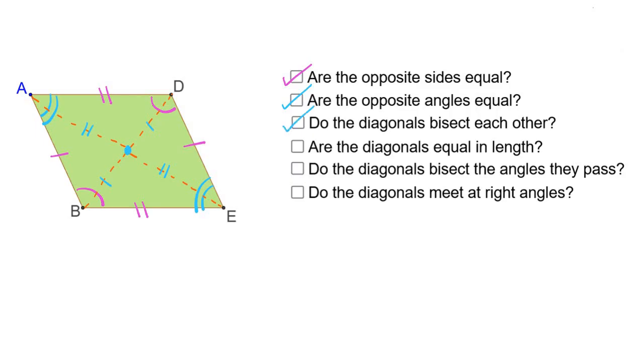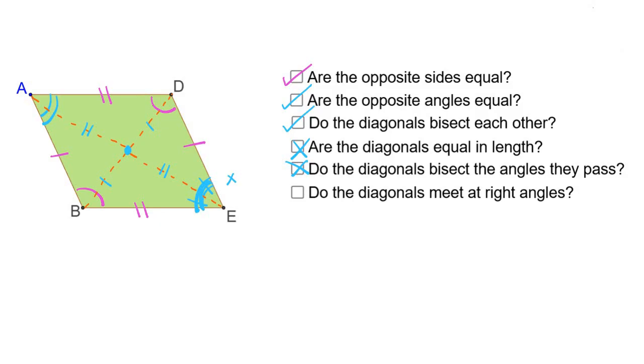Are the diagonals equal in length? No. As we can see, one would be longer, one would be shorter. So no. Do the diagonals bisect the angles they pass? Means would AE bisect my E angle? Means would this and this be equal? No. That's a no, because it won't. We're going to understand this whole thing in a 3D format as well. Let's just discuss right now.